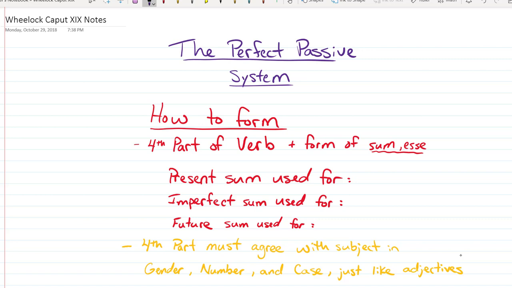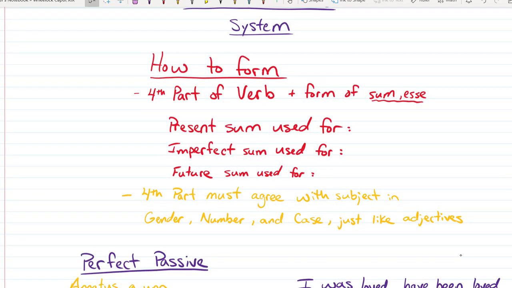Okay. Now, for the perfect passives, how to form them? It's pretty easy. All you do is you take the fourth part of your verb. And like I told you, we need to know our parts to our verbs. This is why I've had you memorize the 4 parts to a verb this entire time. The fourth part of your verb, and you add it to a form of sum, esse, to be.